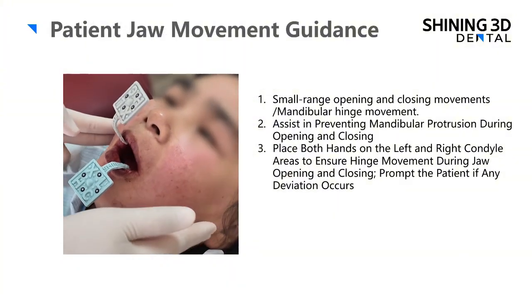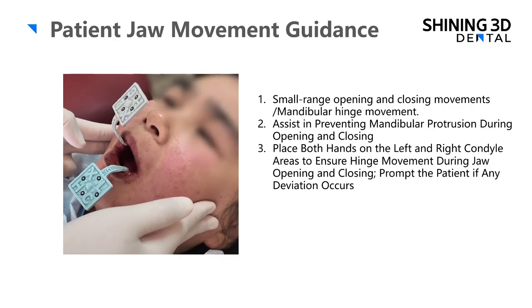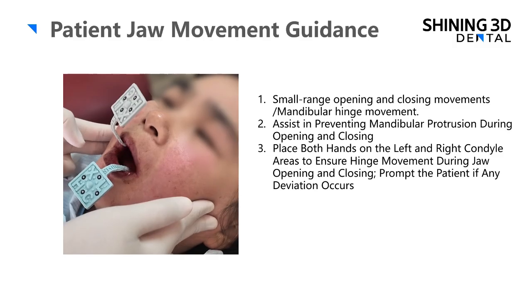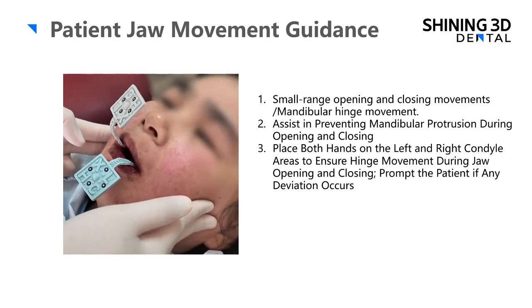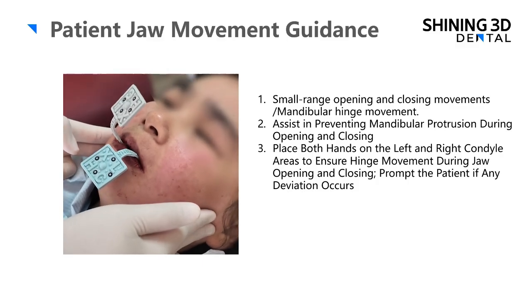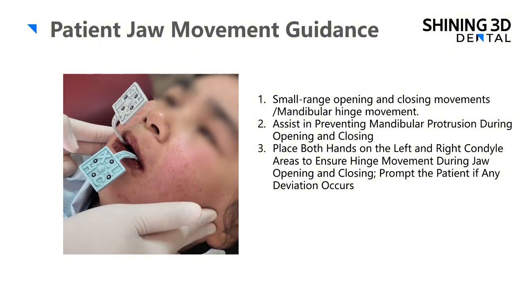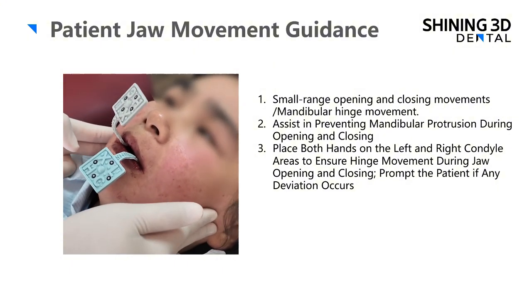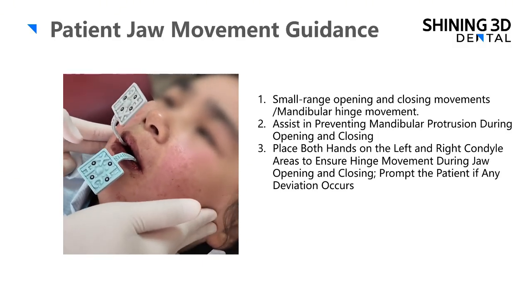Before we get into the 30 times closing and opening movement, we still need to help the patient relax the muscles with small range opening and closing movement, mandibular hinge movement, and assist in preventing mandibular protrusion during opening and closing. Place both hands on the left and right of the condyle areas to ensure hinge movement. And during the jaw opening and closing, prompt the patient if any deviation occurs.